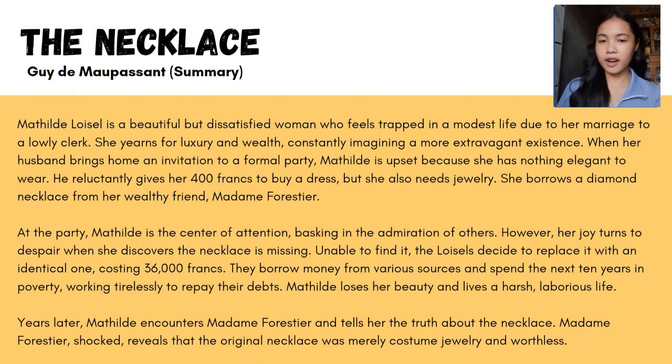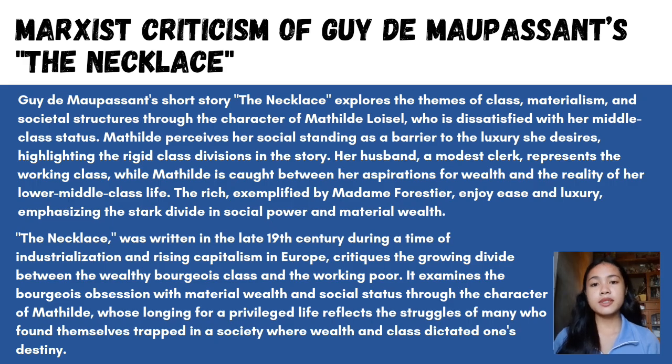So let's get started. The first step is to examine the characters based on their social class and power dynamics. In The Necklace, Mathilde Loisel is a middle-class woman who desires to live a life of luxury. Her husband is a modest clerk representing the working class. And Mathilde's dissatisfaction with her middle-class status highlights the rigid class divisions of the time. Madame Forrester, on the other hand, embodies the wealthy class enjoying ease and luxury.